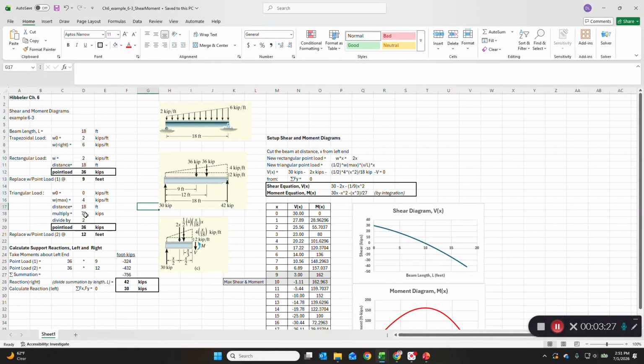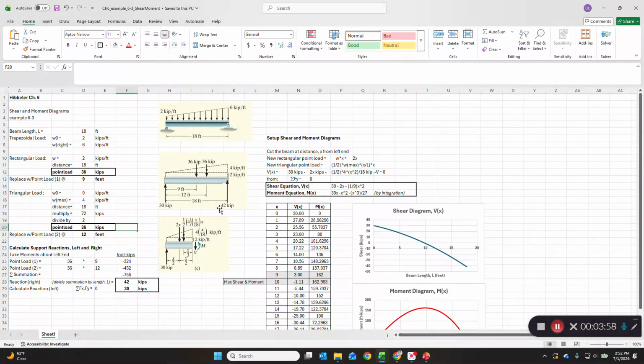Okay, and then you want to multiply that 4 by 18 and you get 72, but then you want to divide by 2 because it's a triangle, and that gives you another point load of 36 kips, and there you can see them side by side. Well, that's placed at the centroid of the triangle, which is 2/3 of the distance from the left end to the right end. So 2/3 of the distance from where you have no load to maximum load. So that's going to be 2/3 of 18, which is 12. And so there's our geometry.